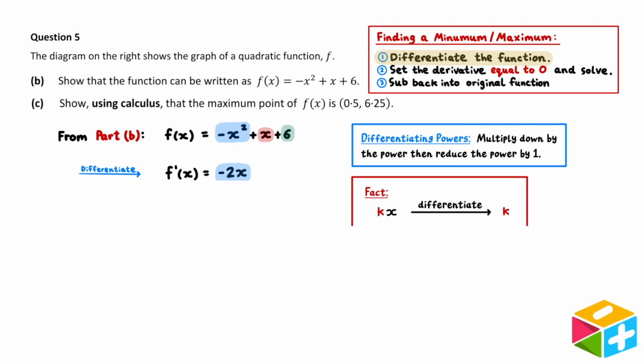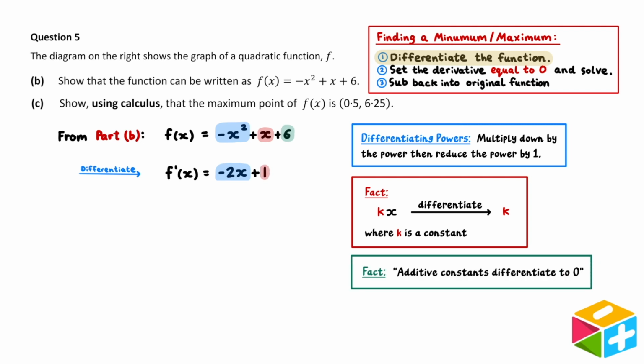To differentiate the x, we can use a rule which says that for any constant k, k times x differentiates to k. We have x, which can be thought of as 1x, so this will just differentiate to 1. Finally, let's deal with the plus 6. There's a rule which says that additive constants simply differentiate to 0. In other words, they disappear. So differentiating the 6 makes it disappear.